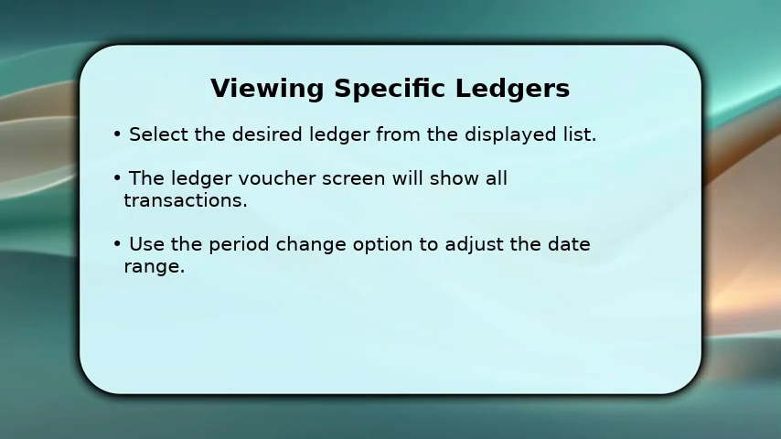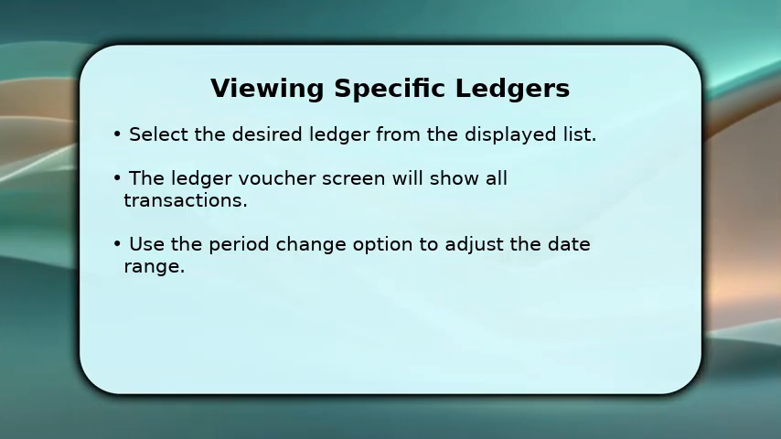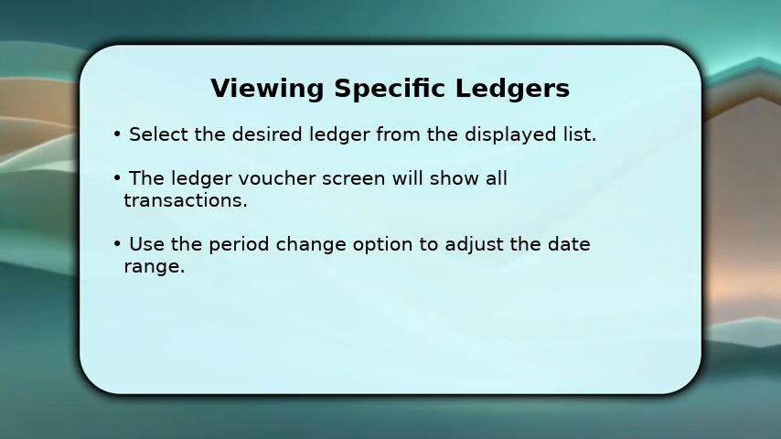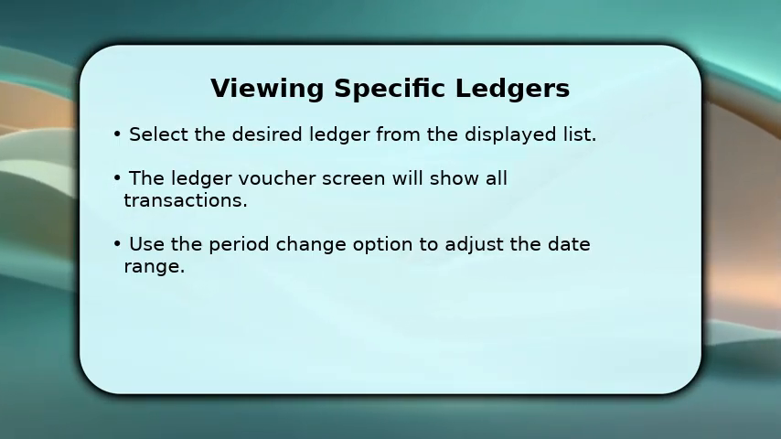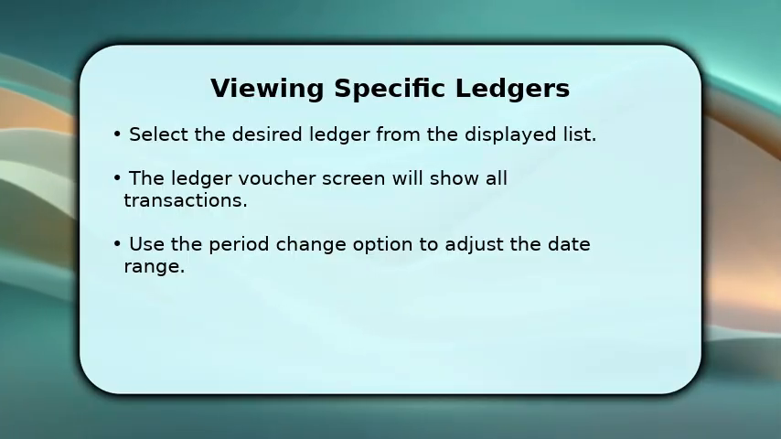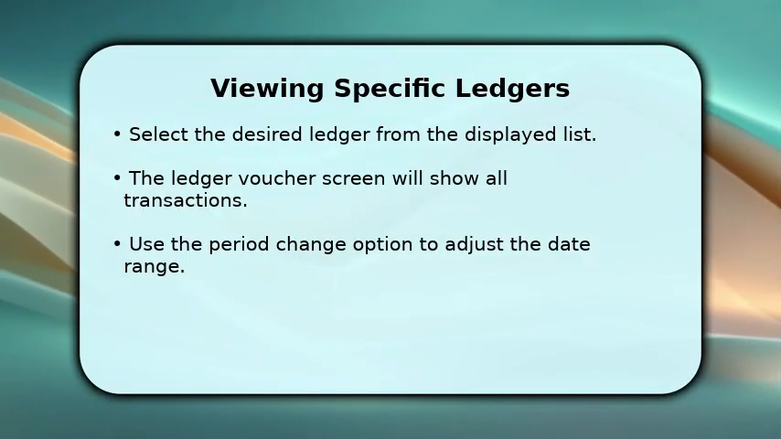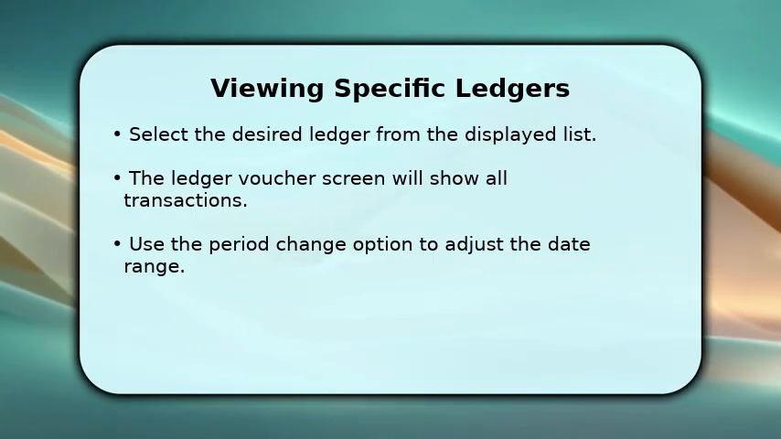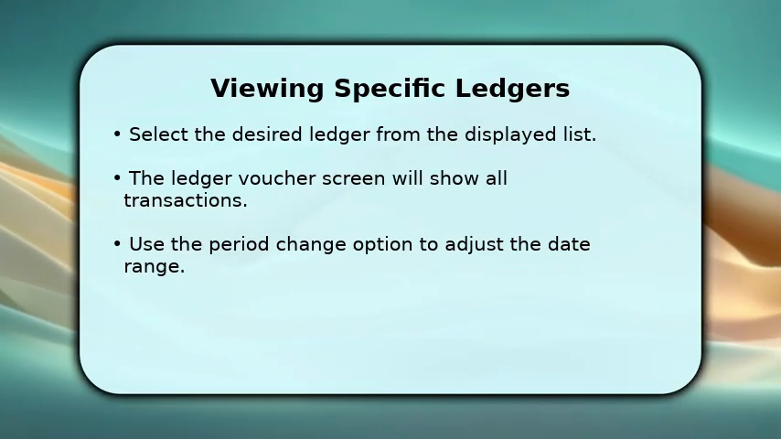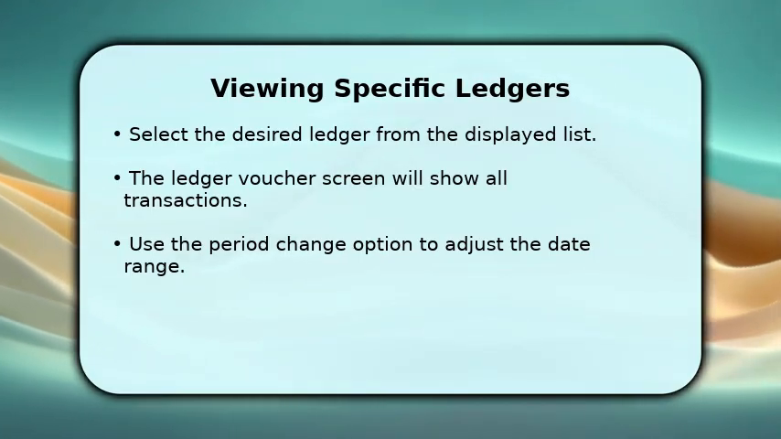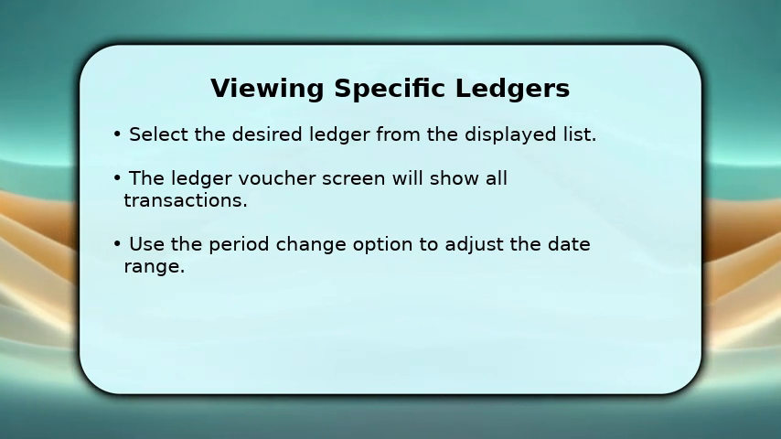Once you are on the ledger selection screen, simply choose the specific ledger you wish to examine. For instance, you might select a cash or bank ledger. Tally will then display the ledger voucher screen, detailing every transaction associated with that account. You can easily adjust the reporting period by using the period change option, allowing you to view data for a specific month or year. Additionally, pressing F4 enables filtering by voucher type.